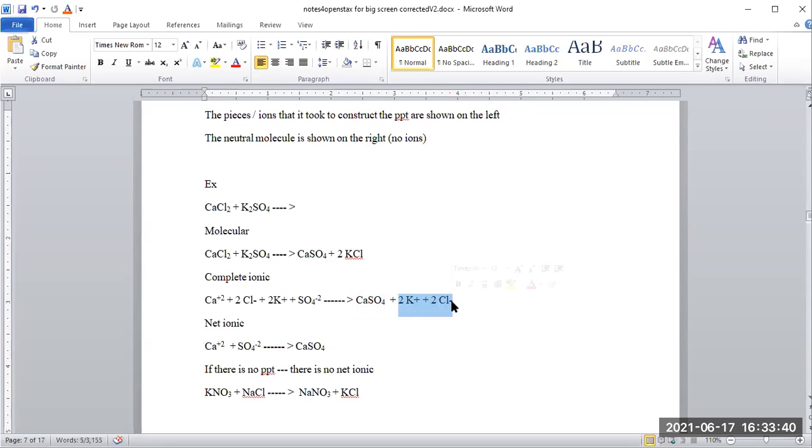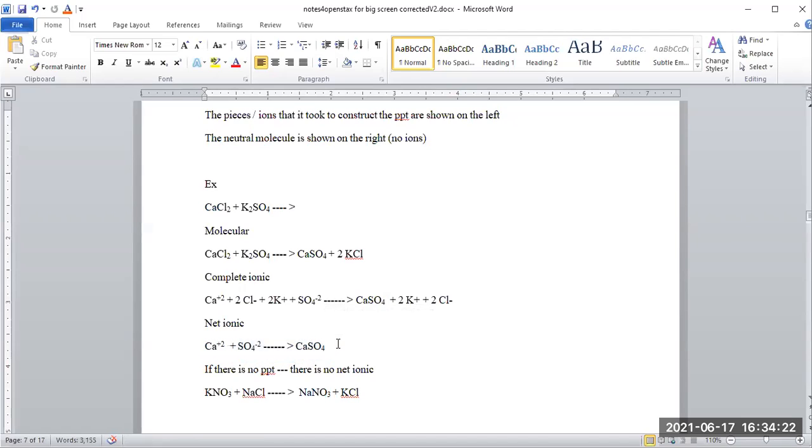My 2 potassiums and my 2 chlorides, they might bumper car together, but they're not going to stay stuck. If I get rid of everything that is the same on both sides, then I have my leftovers. 1 cation and its accompanying anion makes a neutral molecule. Like I said, they all have this similar profile.